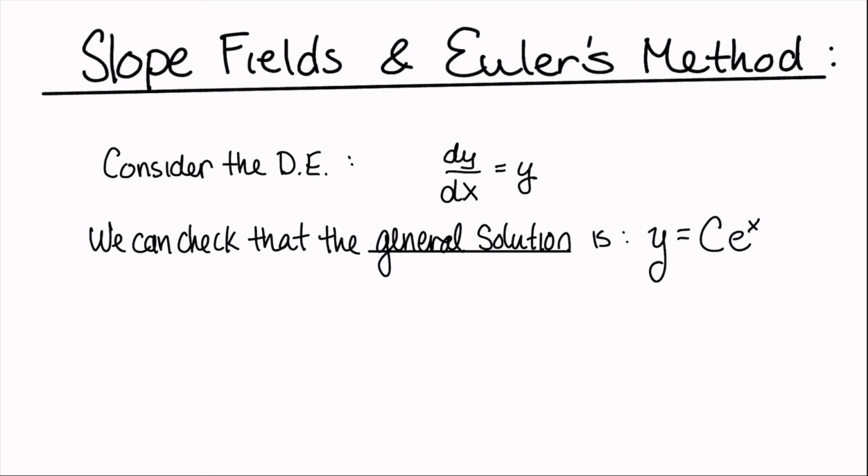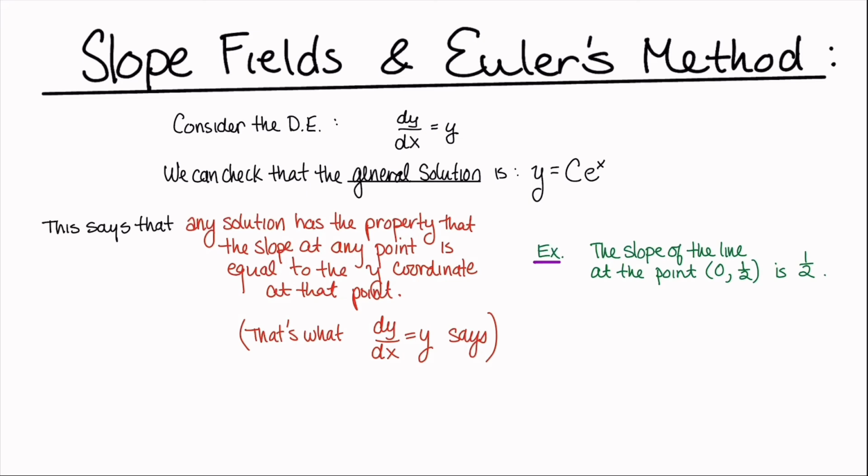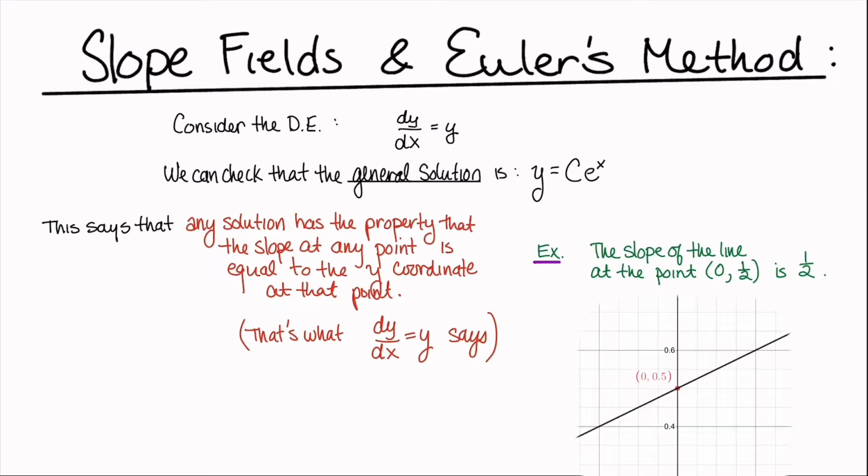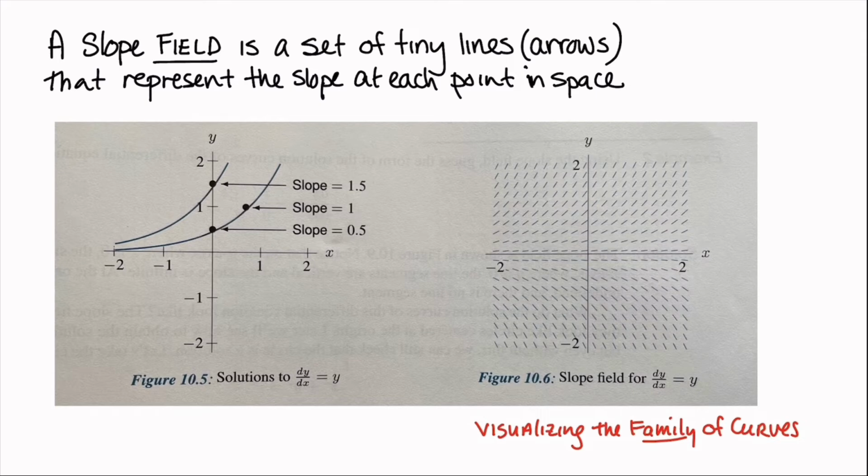Slope fields and Euler's method. Consider a simplified version of our differential equation, dy/dx is equal to y, using the variables x and y. We can check that y equals c e to the x is a general solution to our differential equation. Now this differential equation states that any solution y at any point (x, y) is equal to the slope of the tangent line, or the derivative, at that point. For example, at the point (0, 1/2), the y value is 1/2. And that means that the derivative is equal to 1/2 at that point. The slope of the tangent line is equal to 1/2.